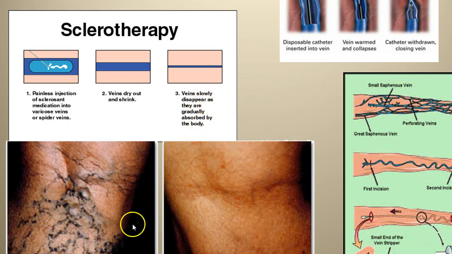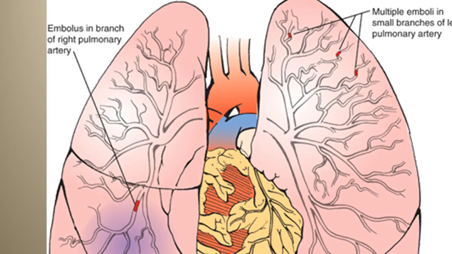And look at the difference. I find that absolutely great. And this is an ablation of a vein, where they remove them by vein stripping. And of course, we worry with DVTs about pulmonary emboli, and we've already somewhat talked about that. But you can see where there's an embolus right here, which could cause this whole area to become infarcted. And sometimes we see multiple emboli in the small branches of the left pulmonary artery.